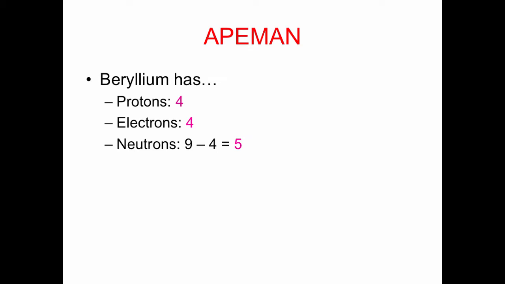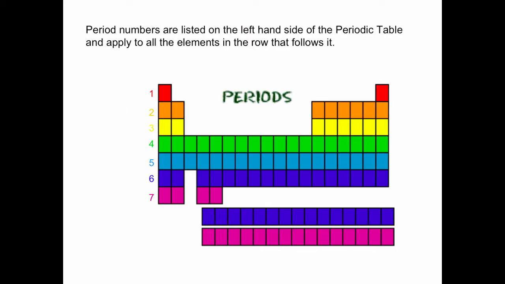Well, the answer is 4 protons, 4 electrons, and 9 minus 4 is 5. So what about neon? How many protons, electrons, and neutrons does neon have? Using APEMAN, you should know that it is 10, 10, 10. So let's review with what we went over today.